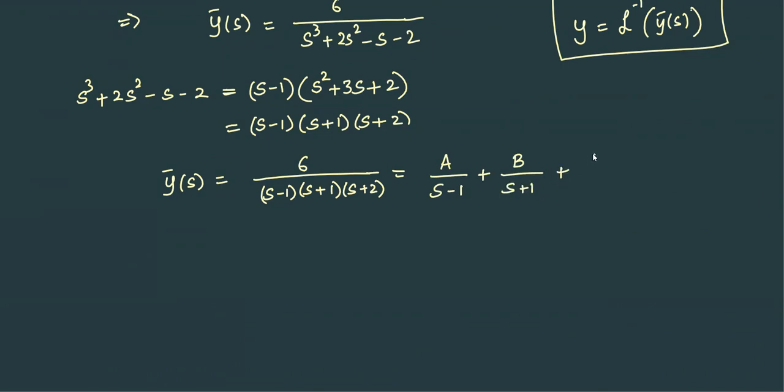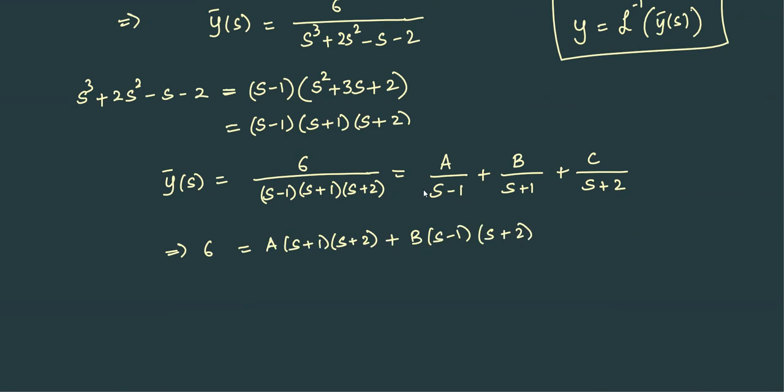These are linear factors. So we get 6 = A(s+1)(s+2) + B(s-1)(s+2) + C(s-1)(s+1), equating the numerator on both sides.